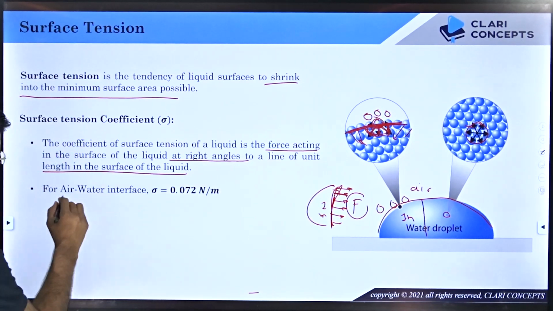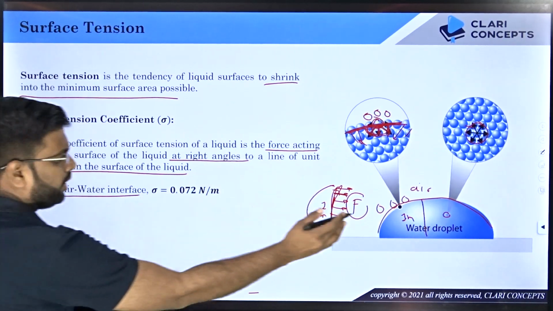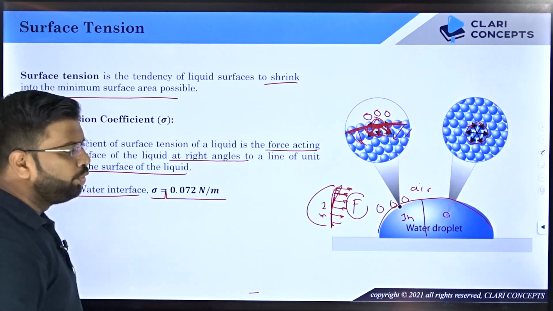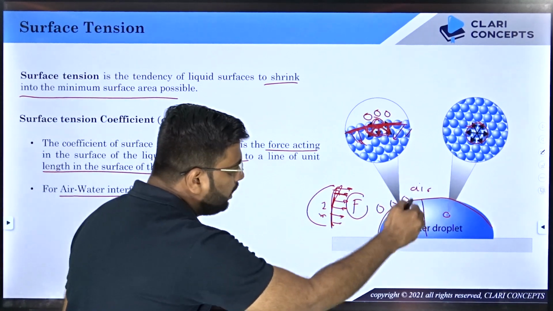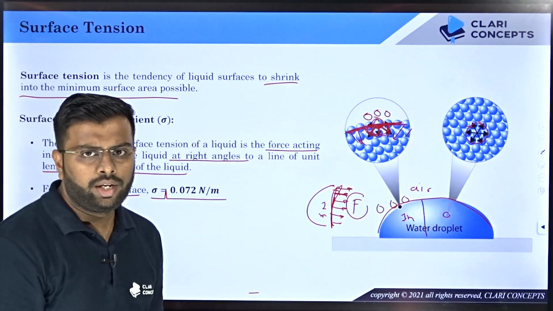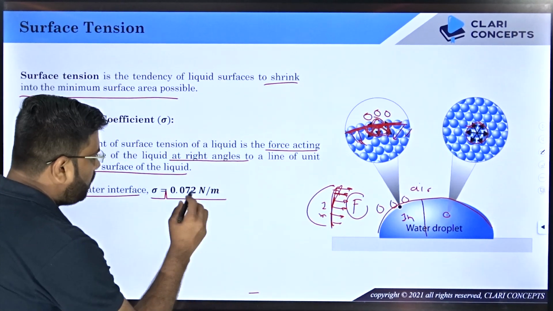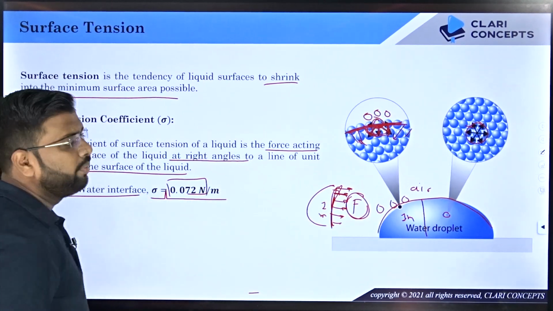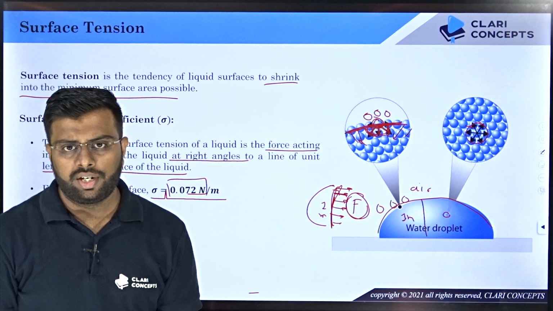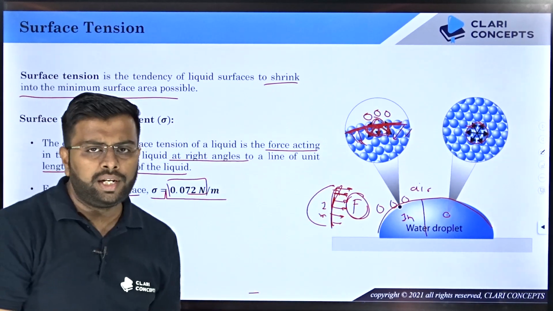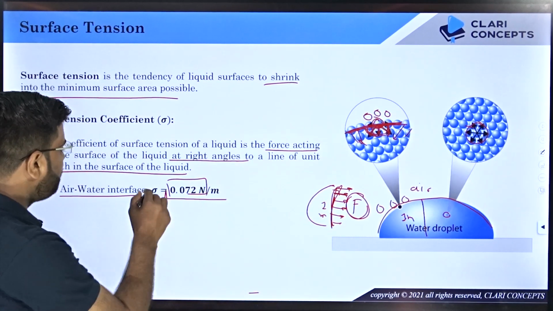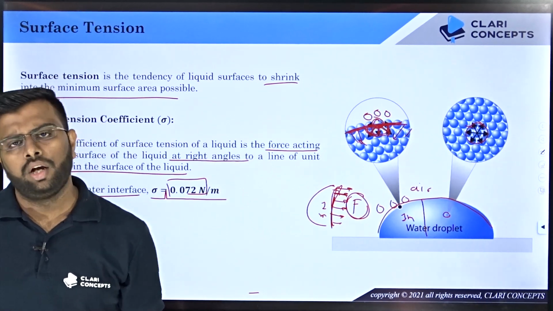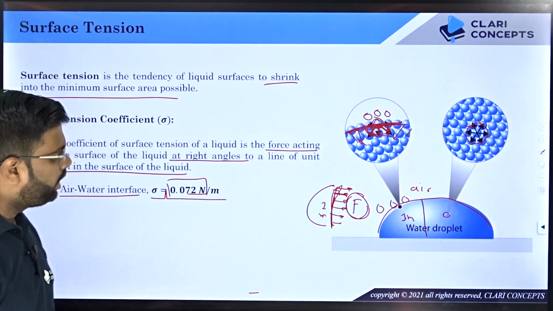So for an air-water interface, the sigma value is 0.072 newtons per meter. It means what? If I take 1 meter of length from the surface of the water-air interface, the force experienced due to surface tension is 0.072 newtons for that 1 meter length. If you increase the length, let's say to 2 meters, the force will get doubled. So the surface tension coefficient defines, on 1 meter length, what is the surface tension force acting at a right angle to this particular length.